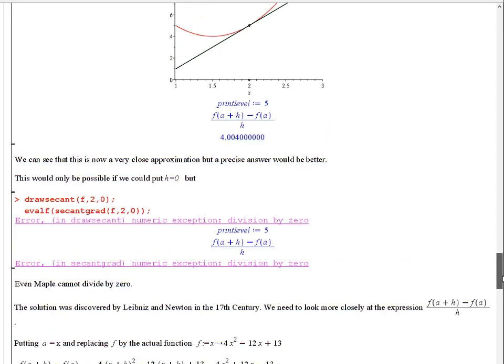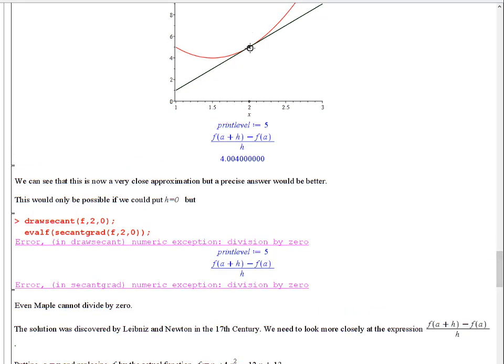Except now we have our first meeting of the dreadful pink text. And pink in Maple means that there's an error, it can't do it. So even the computer can't divide by 0. So using this method it is impossible to get the exact answer, because we need a step size of 0, but then that becomes undefined at this point where h is 0.